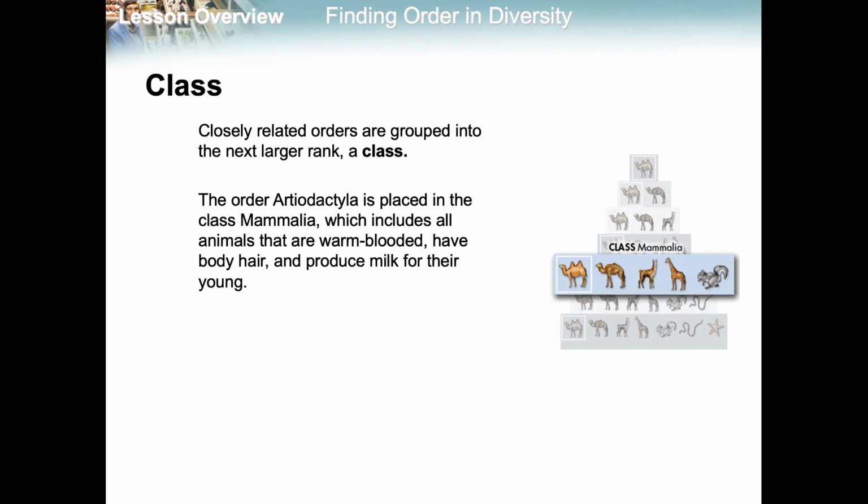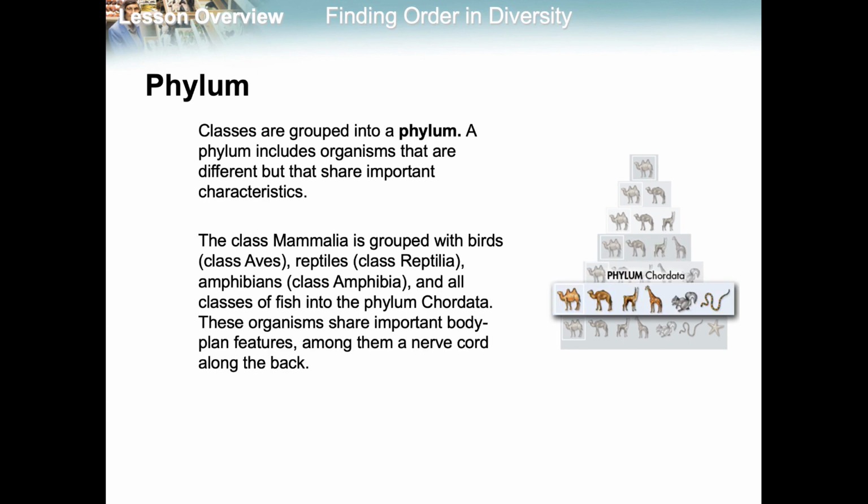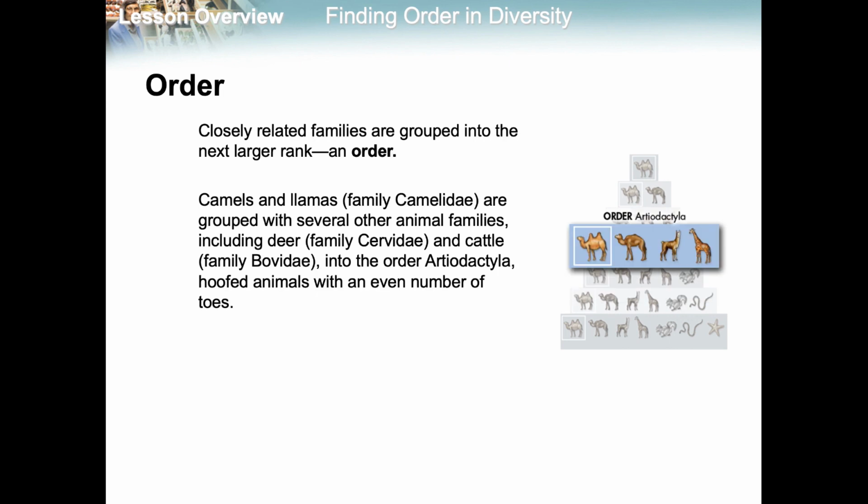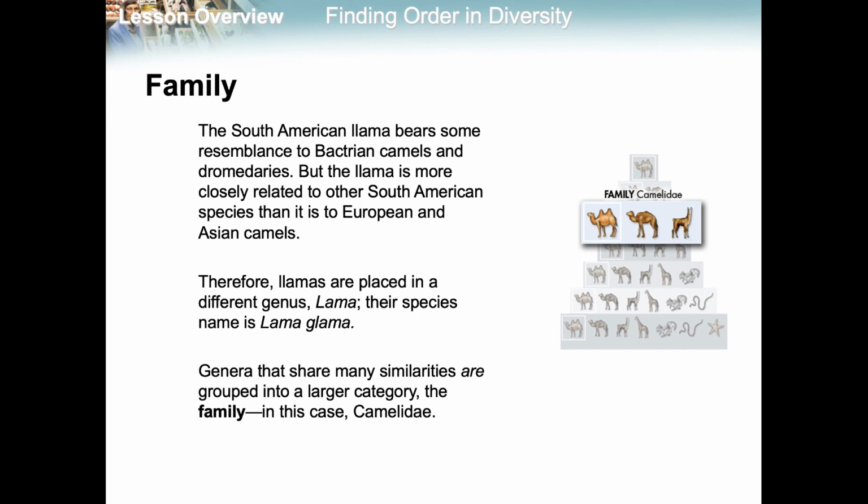Class has to do with Mammalia, so this is everything with hair. It's warm-blooded. It produces milk for its young. The snake doesn't do any of that, so it's out. The order is Artiodactyla, which includes camels and llamas, and this is hoofed animals with an even number of toes. So it takes out any hoofed animals with an odd number of toes or any animals that don't have hooves. Then we have family Camelidae, which includes llamas and camels.